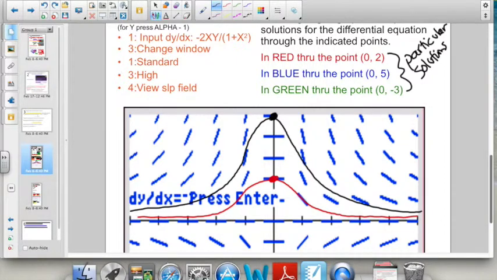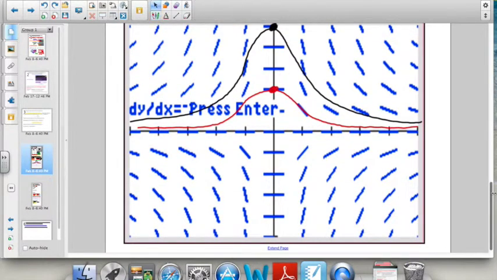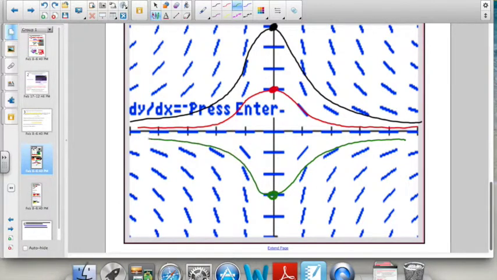If I go to the other side of the axis and I want to graph a possible solution through 0, -3, is that going to be a min or a max? Min. And then I'm going to try to follow these tangent lines here. I'm going to slope down fast and then get flatter. Slope down fast and then get flatter.